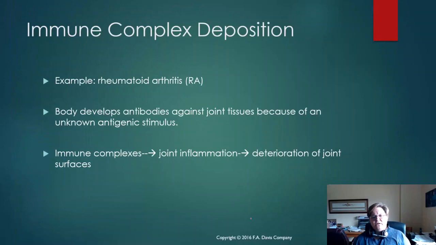So when those immune complexes are actually deposited, the body develops antibodies against the tissue where those immune complexes were deposited. And that's because of some unknown antibody stimulus. But we know that that joint inflammation and the immune complexes is what is causing the deterioration of the joint surfaces.